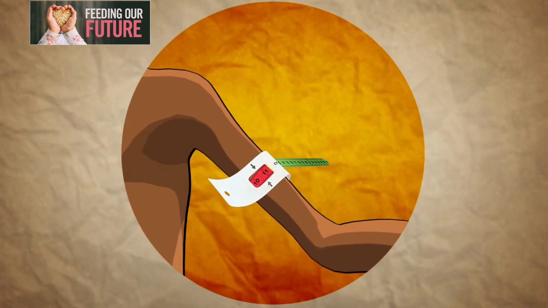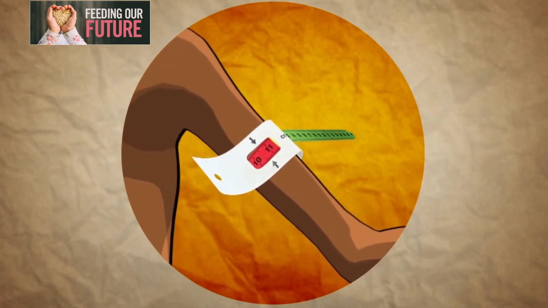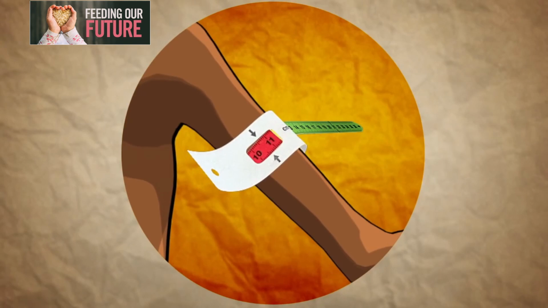Inspect the tension of the tape on the child's arm. Make sure the tape has the proper tension and is not too tight or too loose. Repeat any step if necessary. When the tape is in the correct position and correct tension on the arm, read and call out the measurement to the nearest tenth of a centimeter.